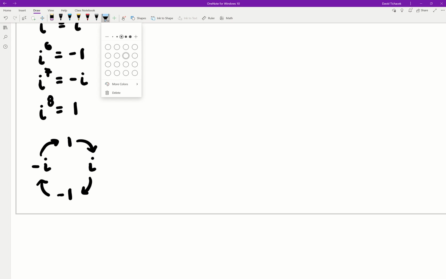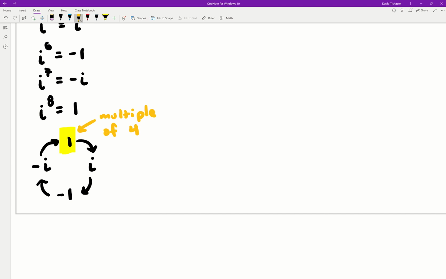Okay, and so what I want you to do is remember that probably the easiest one out of these 4 to get in a calculation is going to be +1, because when you multiply 1 times something, it doesn't change. Just remember that these are going to be the result of having a power of i that is a multiple of 4. Okay, so any multiple of 4 as an exponent on your i is going to give you 1 as the result.